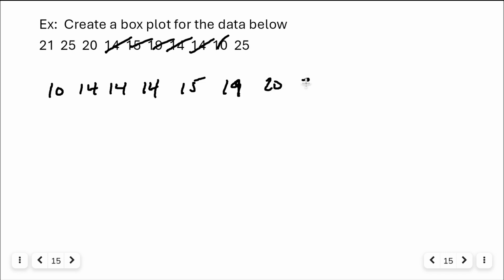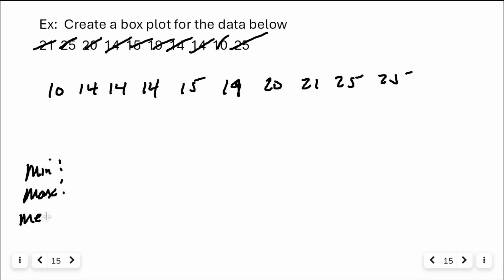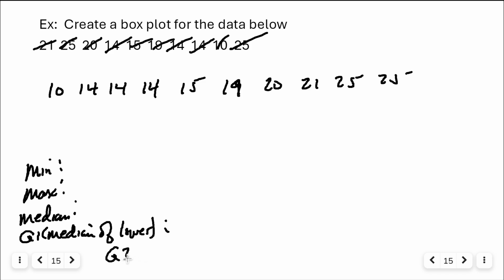And we got 20, 21, 25, 25. Okay, so now here's what I want. I need to find 5 numbers. I need to find the minimum. I need to find the maximum. I need to find the median. I need to find Q1, that's the median of the lower. And I need to find Q3, that's the median of the upper.